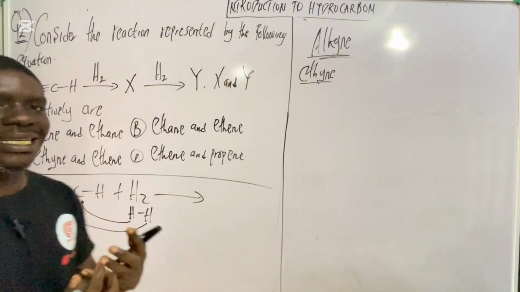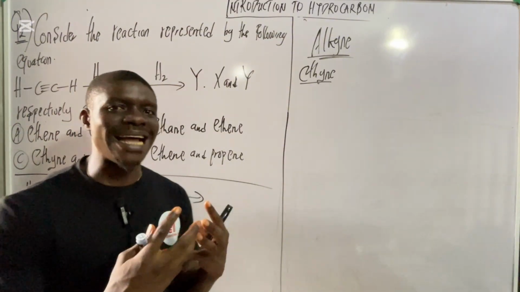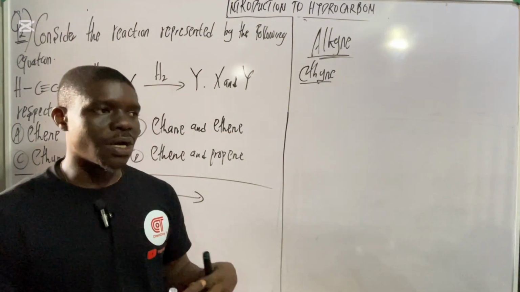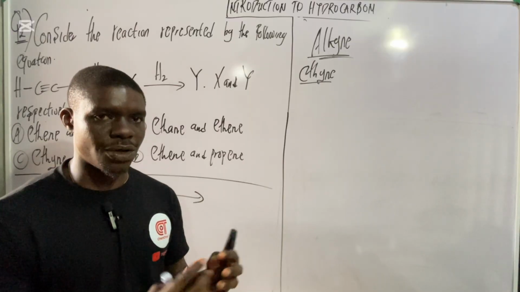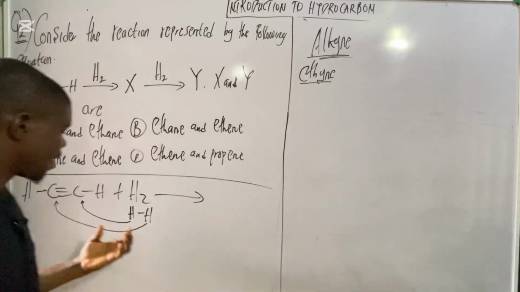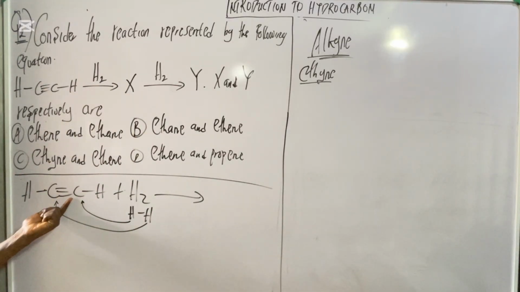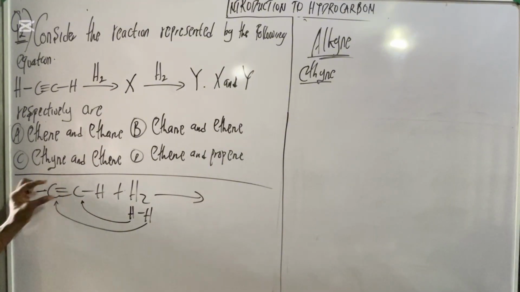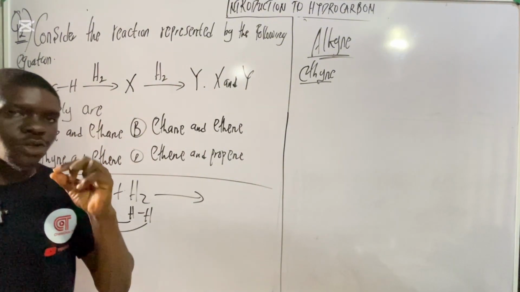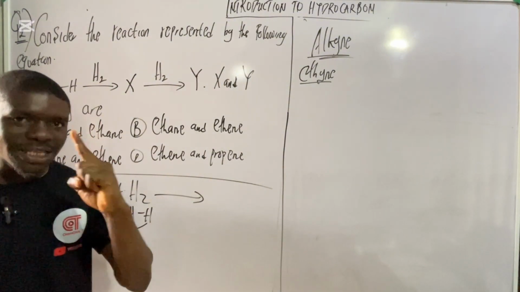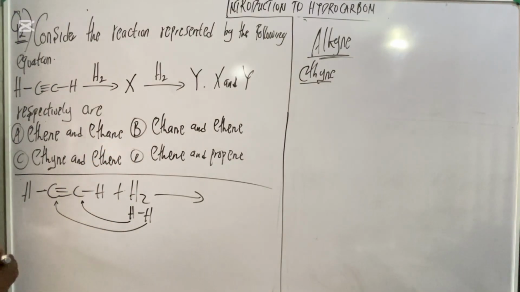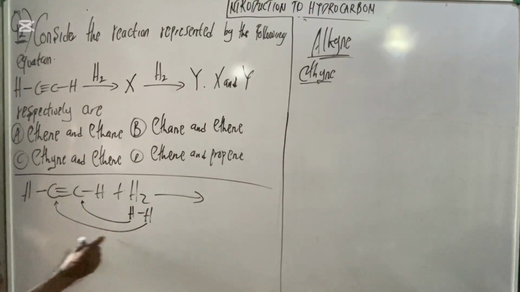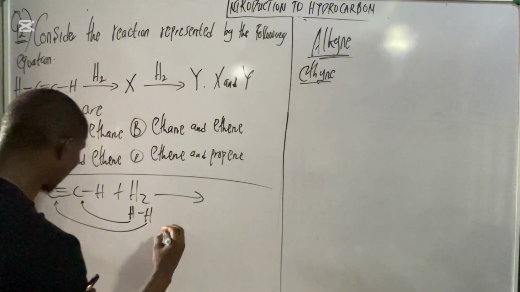Now, whenever you're adding a molecule of hydrogen, like hydrogen gas, what you want to put in your mind is that it breaks one of the bonds. Because here we have a triple bond, which contains 1 sigma bond and 2 pi bonds. So what will happen here is that if you add hydrogen here and hydrogen here, I want to get something like this.